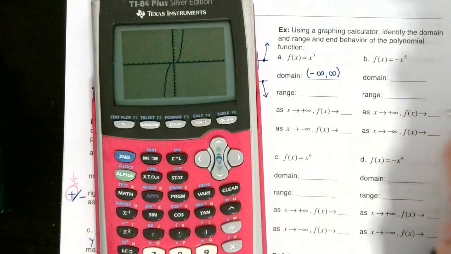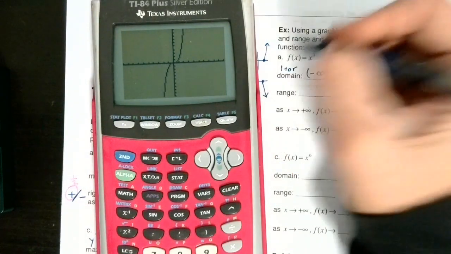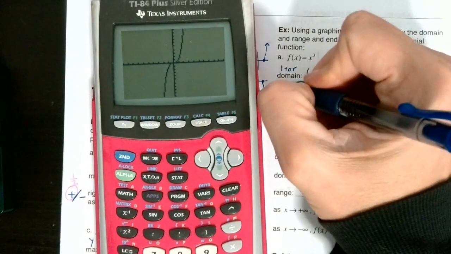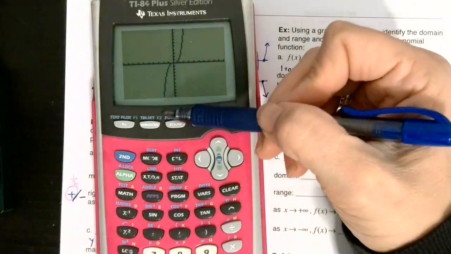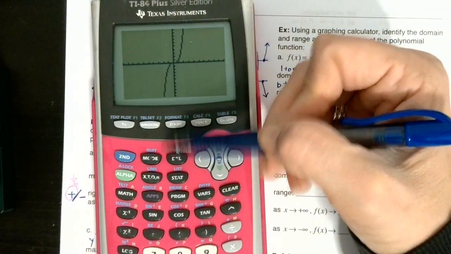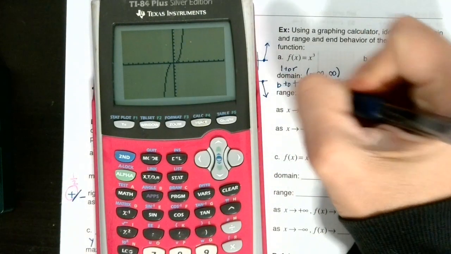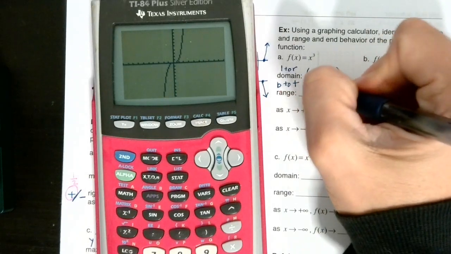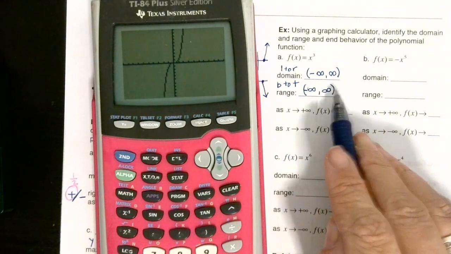And then same thing for the range. The domain is left to right, and the range is bottom to top. So this graph can come all the way from -infinity and go all the way up to +infinity. And we always write these in order from least to greatest, so it should be -infinity to infinity.